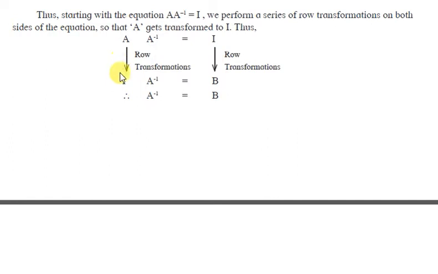So after the transformation of matrix A into I, we will get the equation I into A inverse is equal to B. And as we know, any identity matrix multiplied by any matrix results in the same matrix. Therefore A inverse is equal to B. Hence the new matrix B is called the inverse matrix of matrix A.